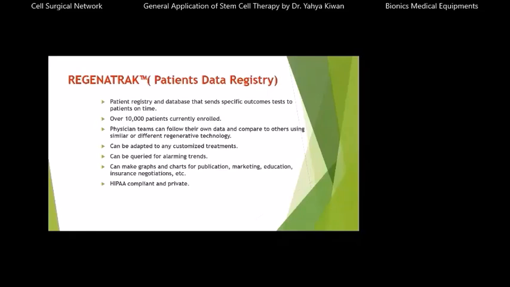The Regina track is the data registry which is used by the Cell Surgical Network. Any center who starts doing SVF therapy through CSN will have a record given and a database. All the information about the 15,000 patients is documented in this data registry. What is the benefit of this data registry? You can use them at any time. You can publish papers. You can compare your result with these results, and a lot of information can be gotten from this registry.